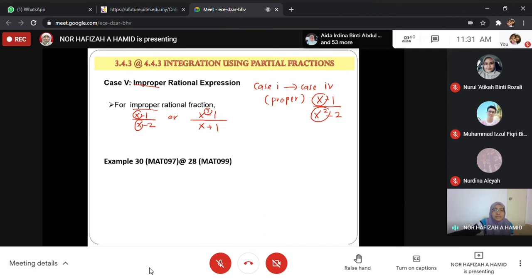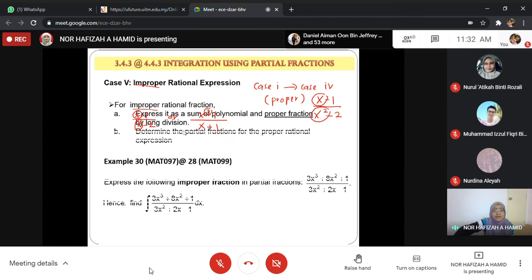So untuk case 5 ni kita nak solve yang bentuk macam ni lah, bentuk improper. So for teknik dia, kita ada 2 step. First, you need to express as a sum of polynomial and proper fraction by using long division method. So long division method ni chapter polynomial last semester. So siapa yang dah lupa tu, you boleh refer balik note yang last semester. Okay. And for step 2, we need to determine the partial fraction for the proper rational expression.